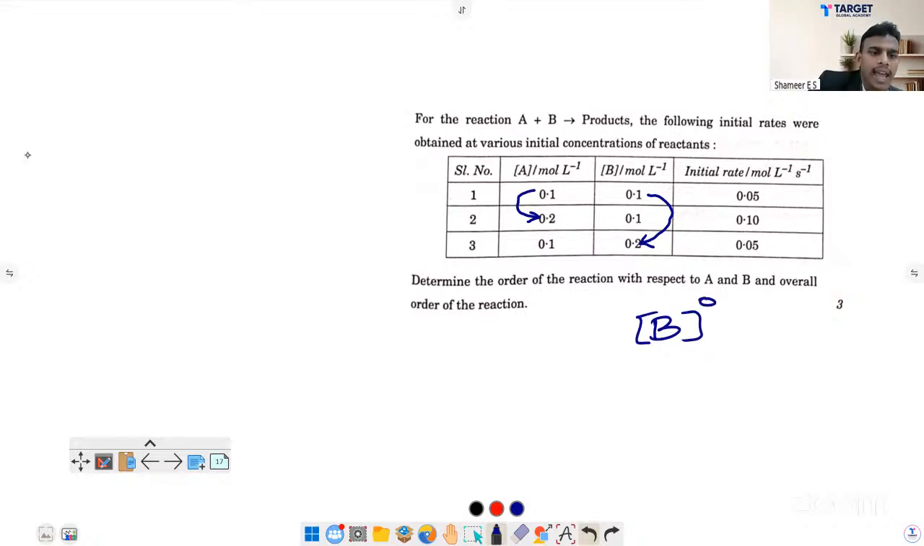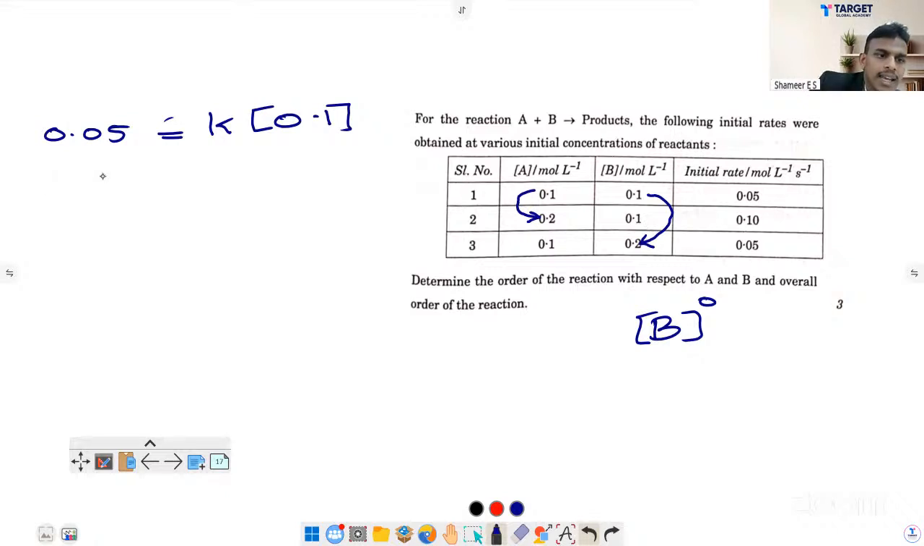Now take A, two conditions. Rate is 0.05. 0.05 is equal to some K into concentration of A, take 0.1. Okay, then take another case.